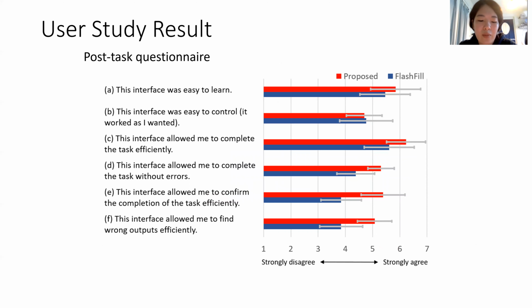We also conducted a post-task questionnaire to get feedback from users. For each question, the participants were asked to answer on a 7-point Likert scale. They found Flash Attention more efficient in completing tasks without errors, which is apparent from questions C, D, and E. Question F shows that our interface helps them find incorrect outputs efficiently.